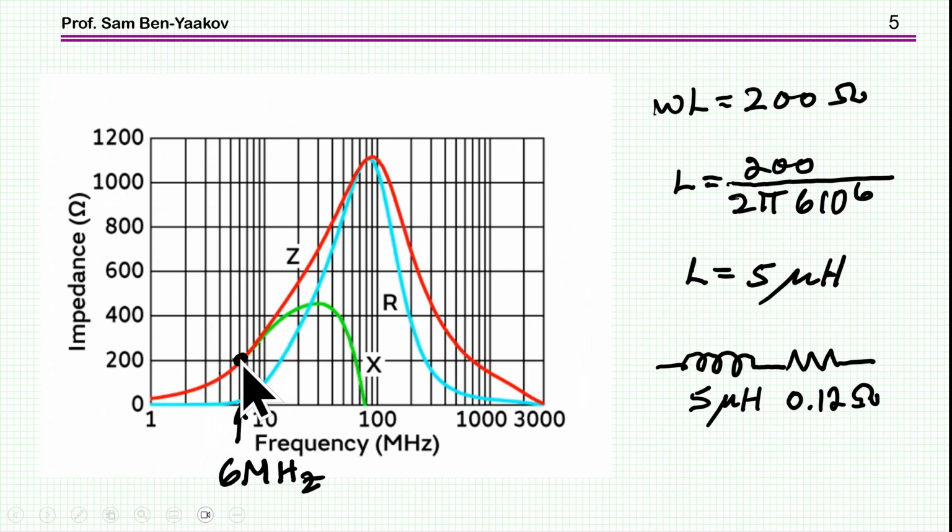So I'm picking up one point here that's 200 ohm at 6 megahertz, and this is omega L, and therefore the inductance is 5 microhenry. And then we have the DC resistance of 0.12. Obviously, later on, we're going to have an AC resistance, but at this region here, the inductive impedance is much larger than the resistive impedance.